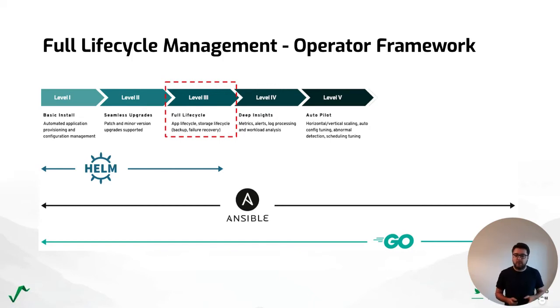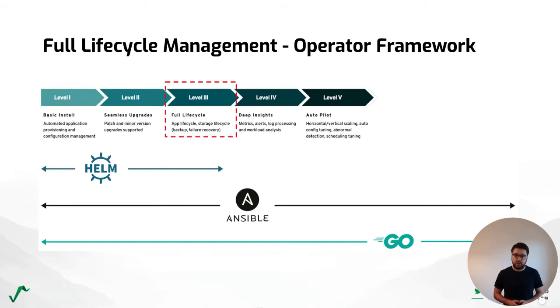But let's go back to level number 4, which is deep insights. So this usually involves metrics and alerting mechanisms together with some analytical flow. And the end goal is autopilot with horizontal and vertical auto scaling, some automatic tuning or scheduling depending on capacity of your underlying platform.